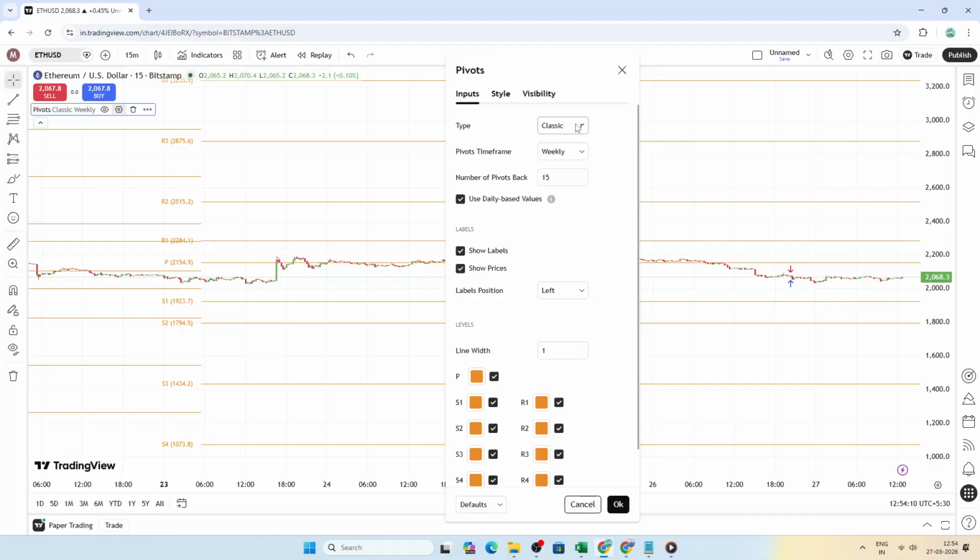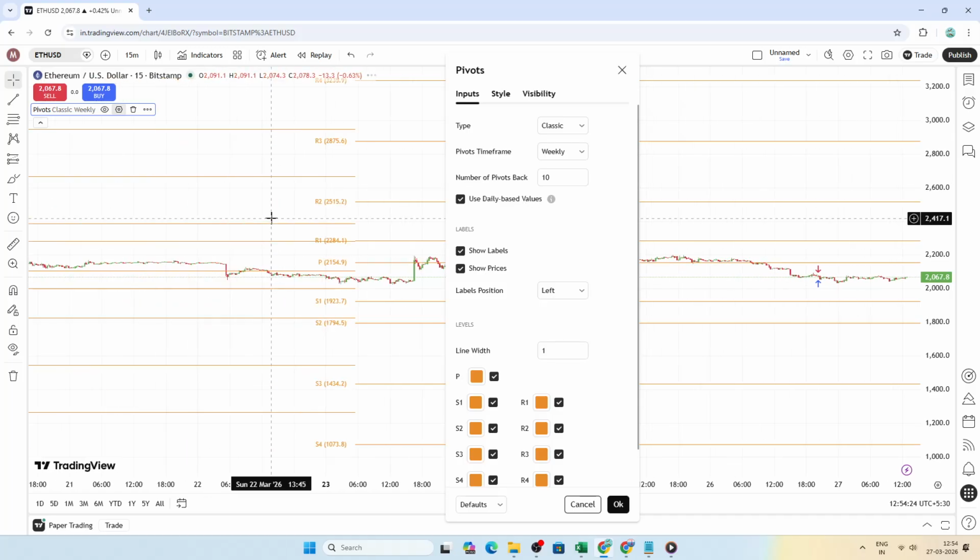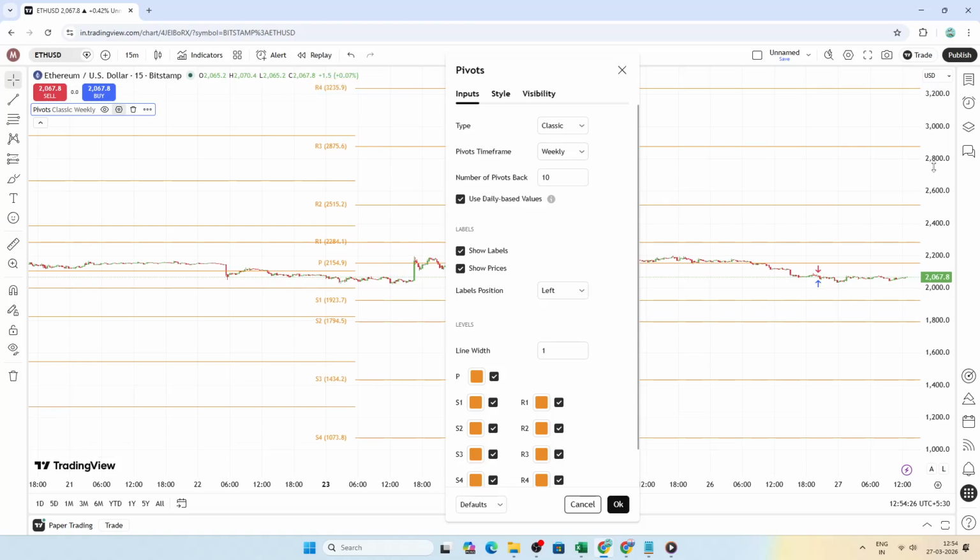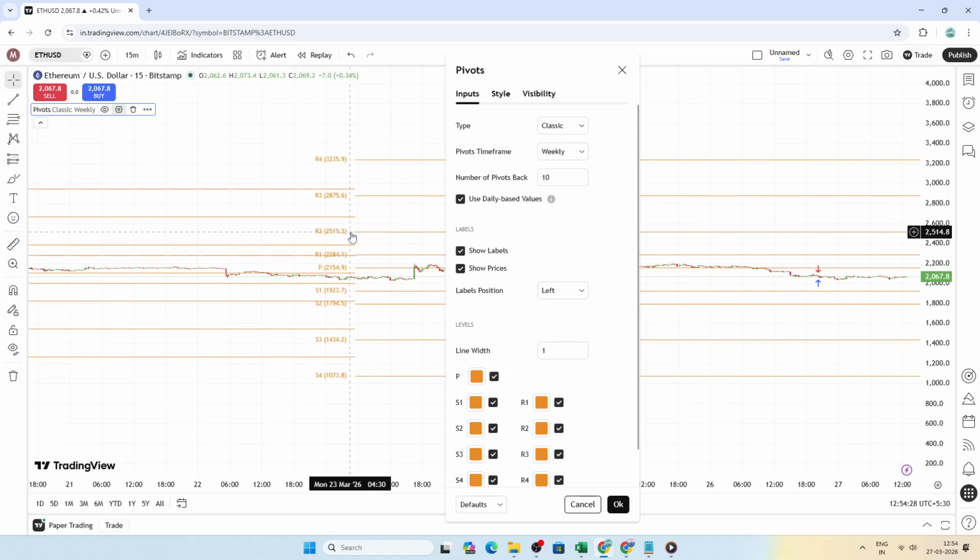Finally, reduce visual clutter so your chart stays readable. In the settings, lower the number of pivot backs to limit how many prior periods lines you see. Setting it to show only the current period focuses your attention on what matters now, especially on smaller screens or when combining pivots with other tools.